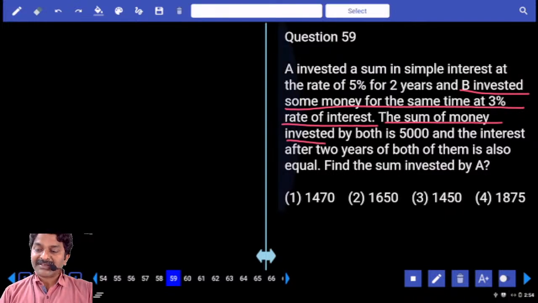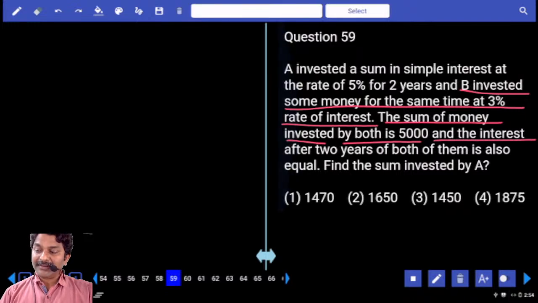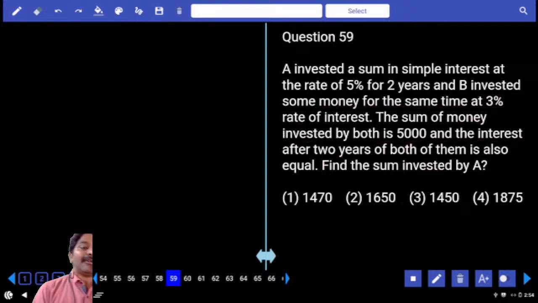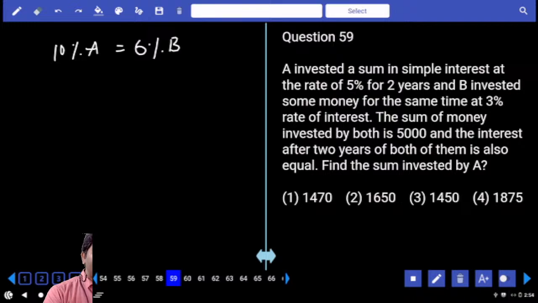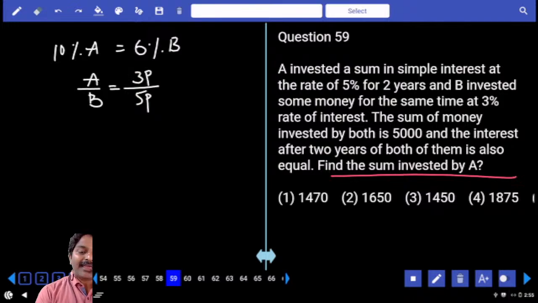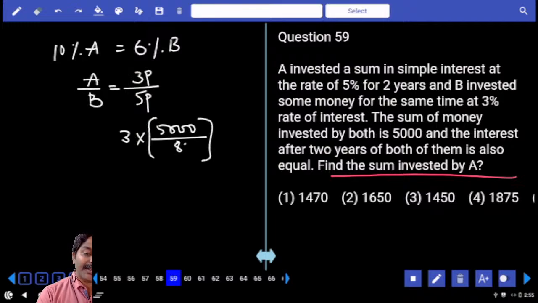The sum of money invested by both is 5,000 and the interest after 2 years of both of them is also equal. That means 10% of A is equal to 6% of B. From this, A by B is equal to 6 by 10, simplified form 3 by 5. So A is 3 parts, B is 5 parts, total 8 parts. Find the sum invested by A. So A is getting 3 parts out of 5,000 where it is divided into 8 parts. 8 how many times?